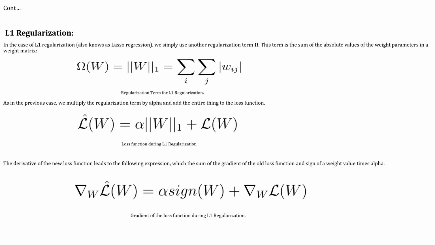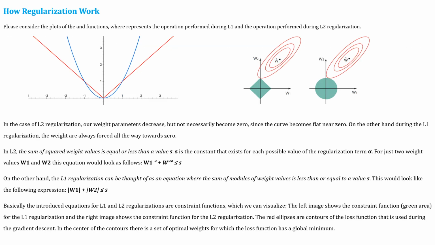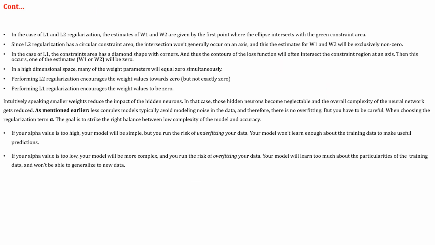These are the mathematics. In the case of L1 regularization, we simply add another regularization term. The term is the sum of the absolute values of the weight parameters in the weight matrix. Then, as in the previous case, we multiply the regularization term by alpha and add it to the loss function. We introduce some extra terms to the actual loss that we used previously. That's the only difference. This is the theory behind how regularization works and how it prevents the problem of overfitting. If you are interested in these topics, I will cover them in more detail in coming lectures.